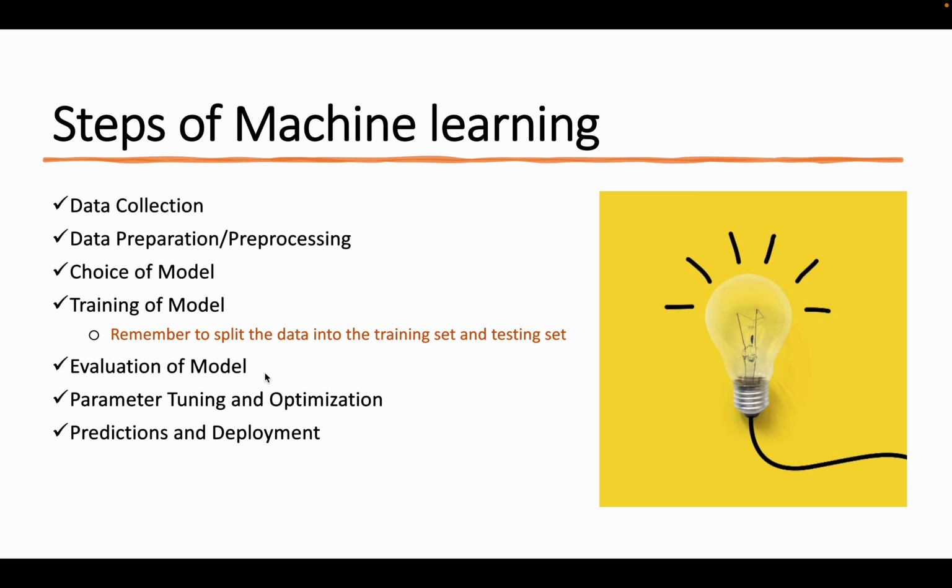Okay, so after we finish the training, we can evaluate our model using the testing set. Then we can check the accuracy and see if the accuracy is okay. If it's not okay, then we have to tune our parameters and optimize our model. Then, after we finish it, we can use our model to predict the future, the unseen data, and we can deploy our model.